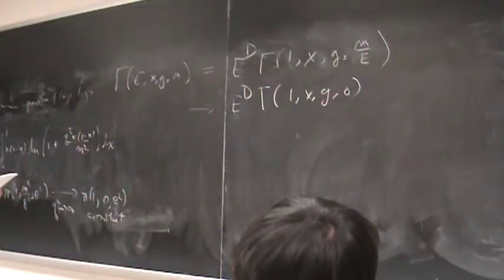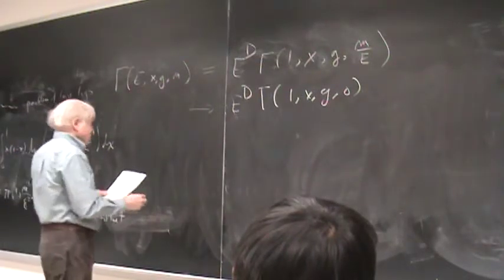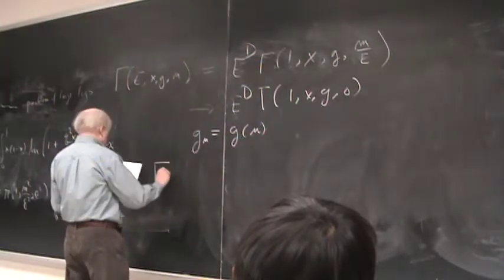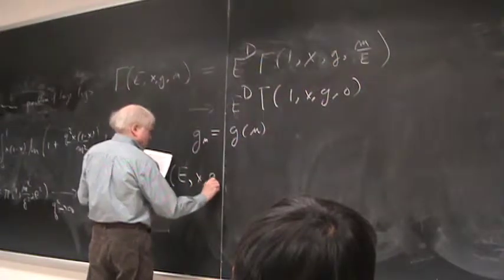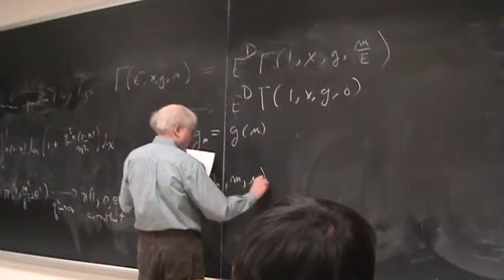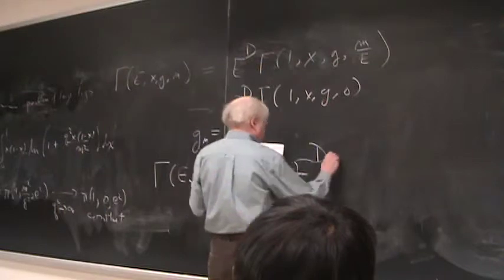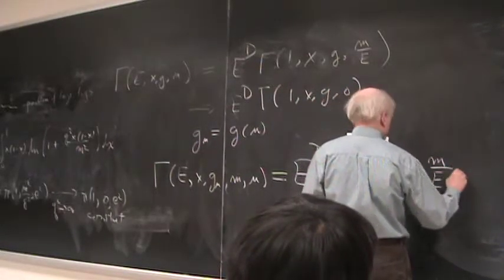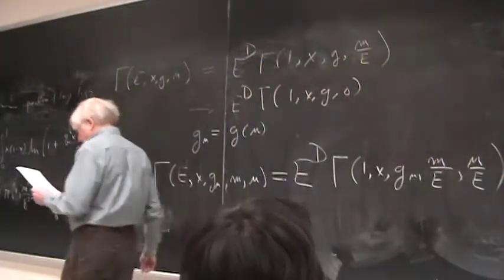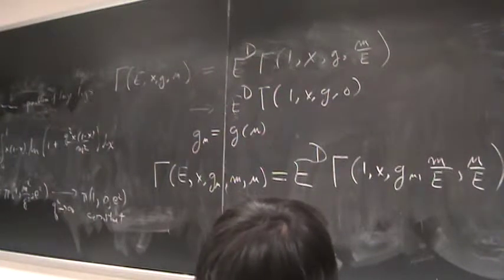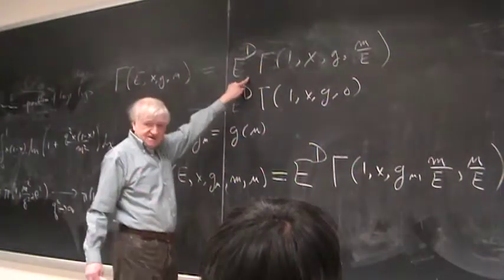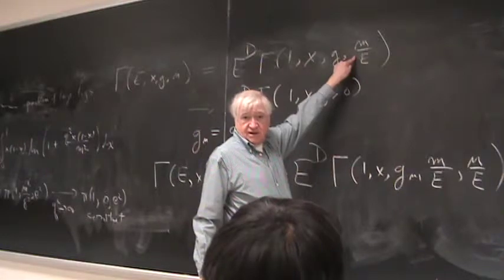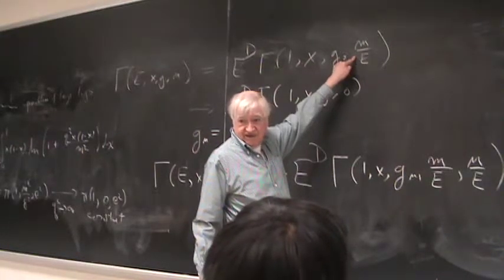And the large logarithms get in the way of things. So the idea is to renormalize at a sliding scale, G mu, which would be G of mu. Okay. Now what we'd be computing would be gamma of E, X, G mu, M, mu. And this is E to the d gamma of 1, X, G mu, M over E, mu over E. So now this is what we'd expect from dimensional analysis. And in fact, there's nothing wrong with this statement, even when you do the conventional renormalization at a fixed energy scale. It's just that if you have a logarithm of M over E, when M over E goes to zero, the log doesn't go to zero, it goes to minus infinity. That spoils things.